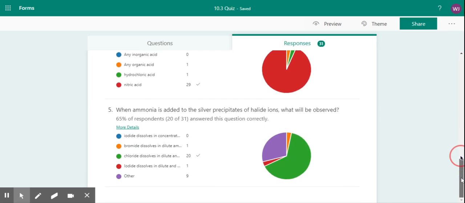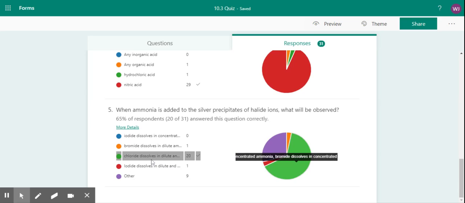Right, last question. When ammonia is added to the silver precipitate of halide ions, what will be observed? Only 65% of us got this right, but I think that was because there was a mistake in the question when it first went out. So I think most of those wrong answers are from when the answer was wrong.